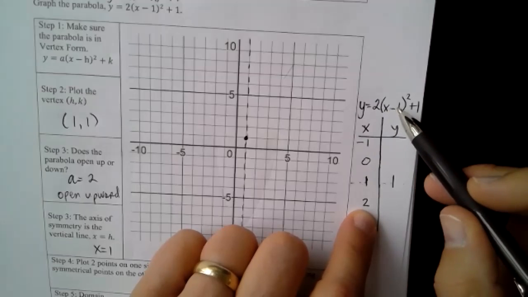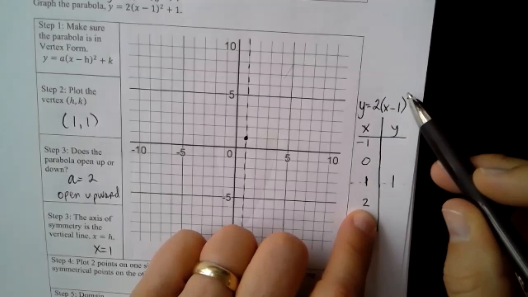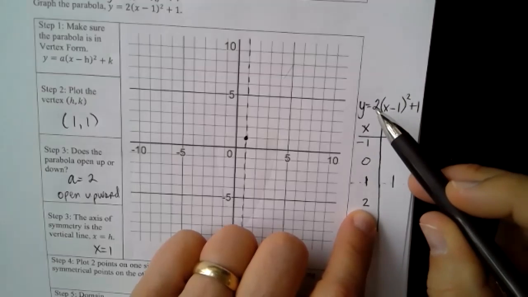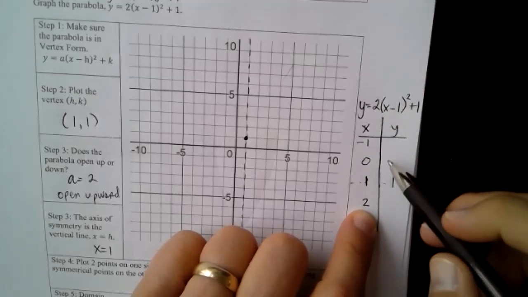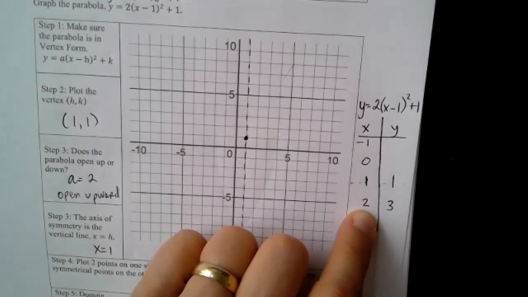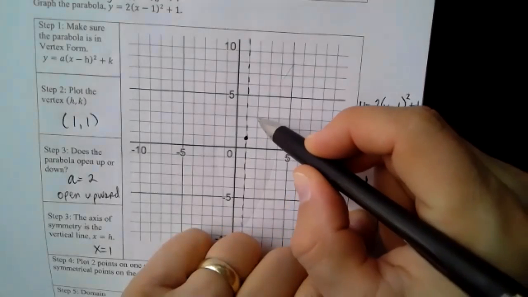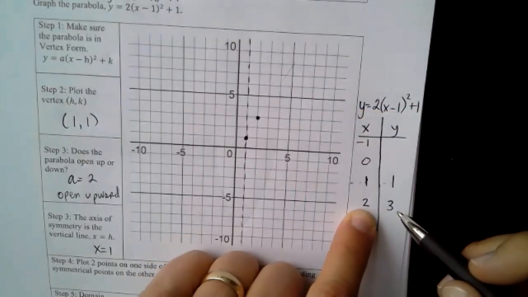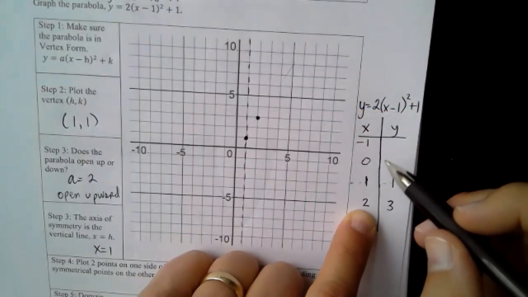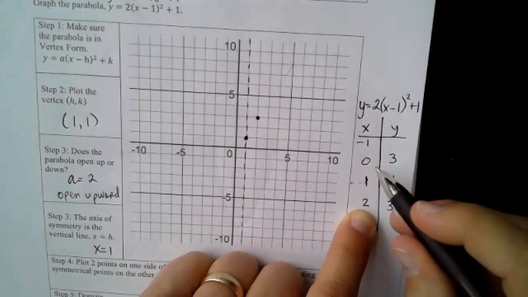2 minus 1 is 1. 1 squared is 1. And then 1 times 2 is 2. 2 plus 1 is 3. Okay? And so what that means is I'm going to go out to 2, go up 1, 2, 3, and put a dot on my graph. Now here's the deal. I don't have to do that again up here. This is going to be a mirror image. So I know automatically that that's going to be 3.